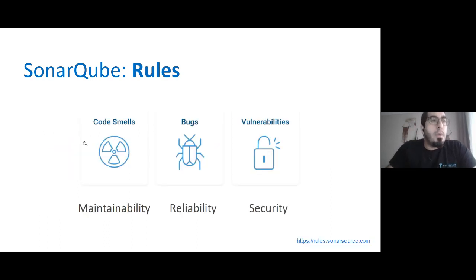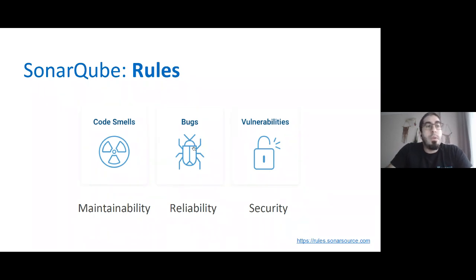On SonarQube, rules have three types. Code smells rules are related with maintainability. It shows whether your code is clean or smells bad. If your code smells, it is not maintainable, readable, or understandable by anyone else. Bugs are related with reliability.